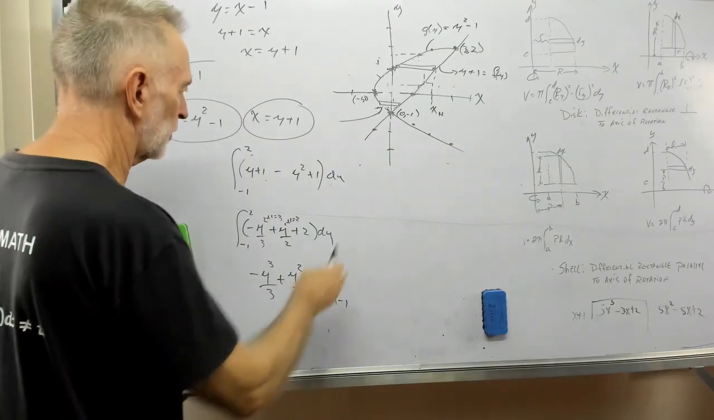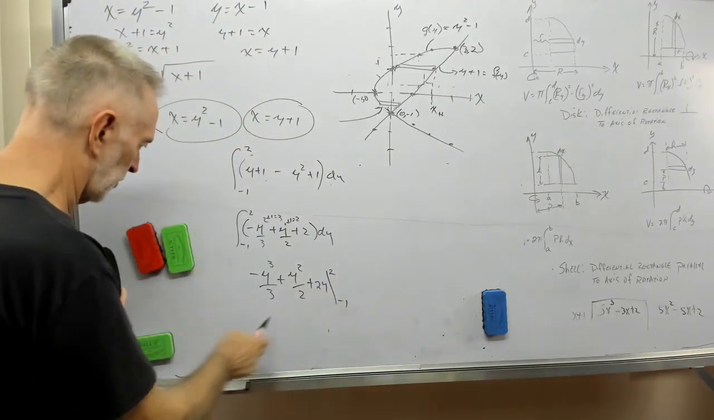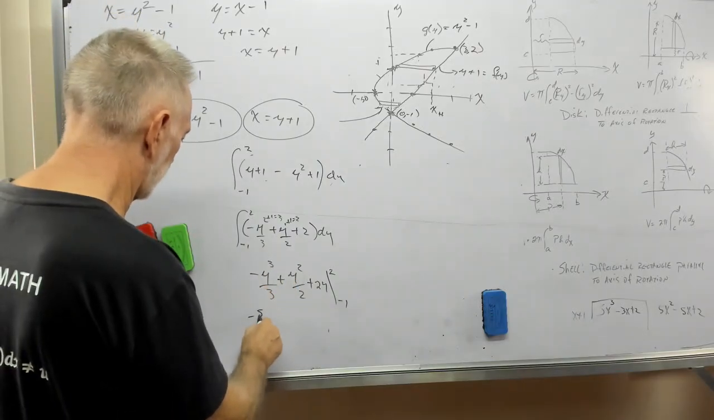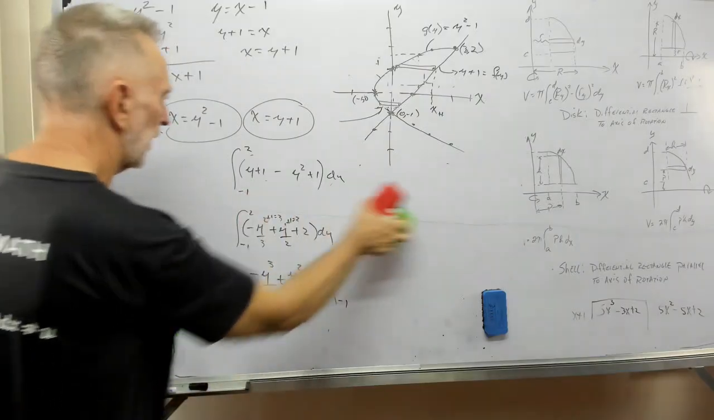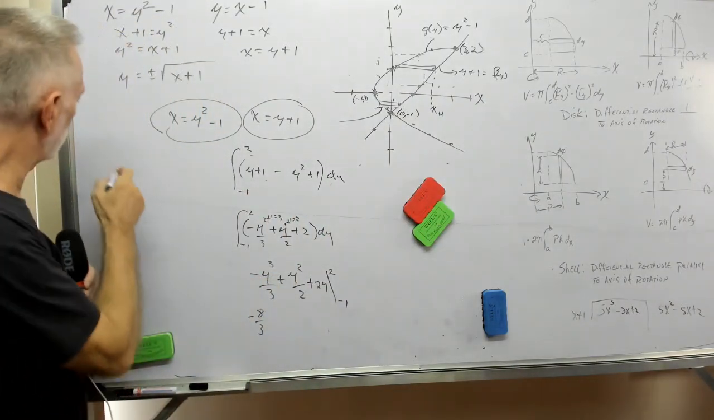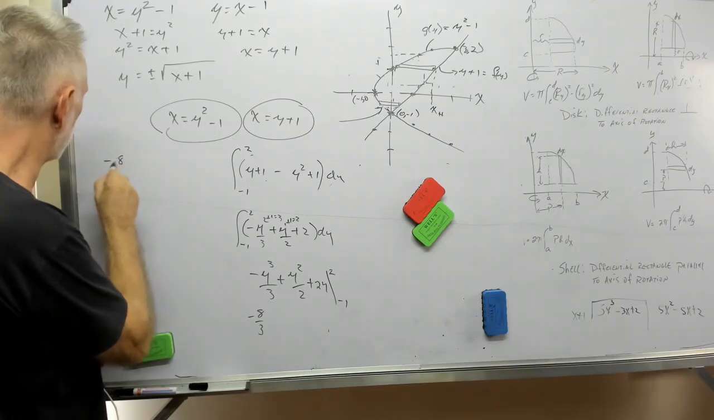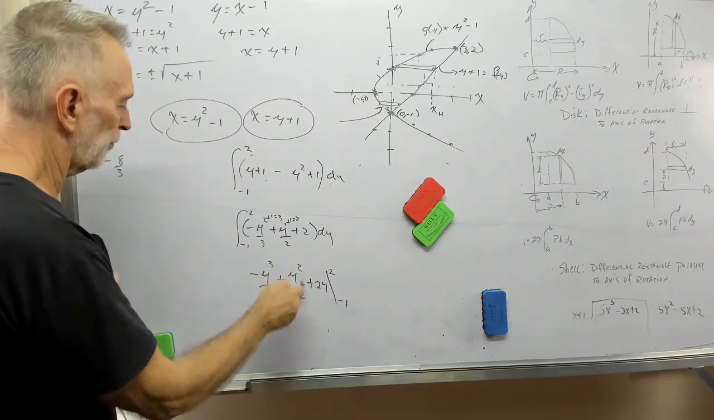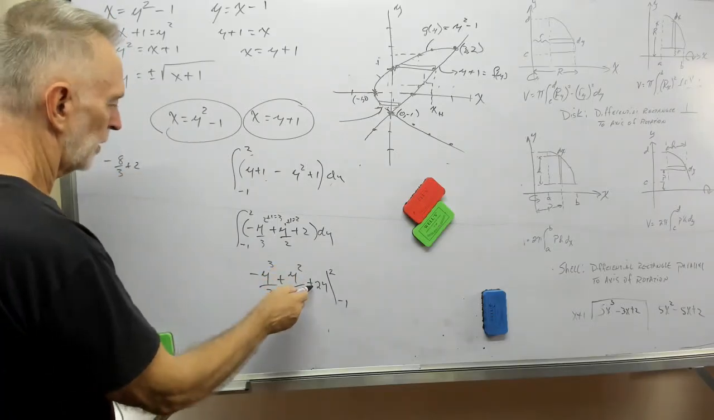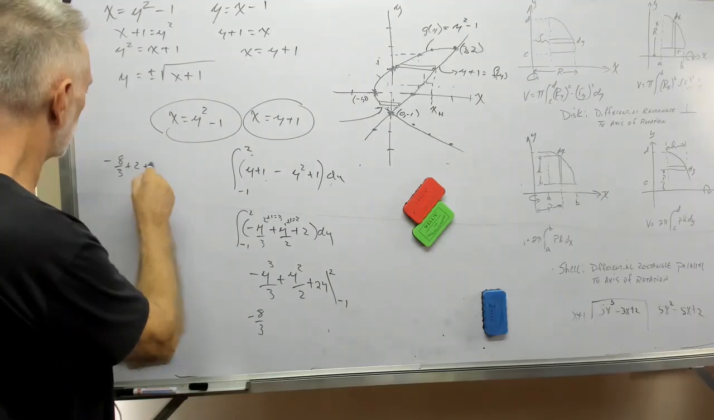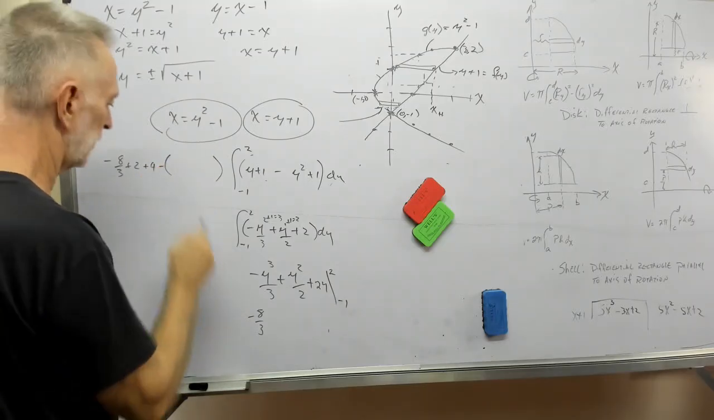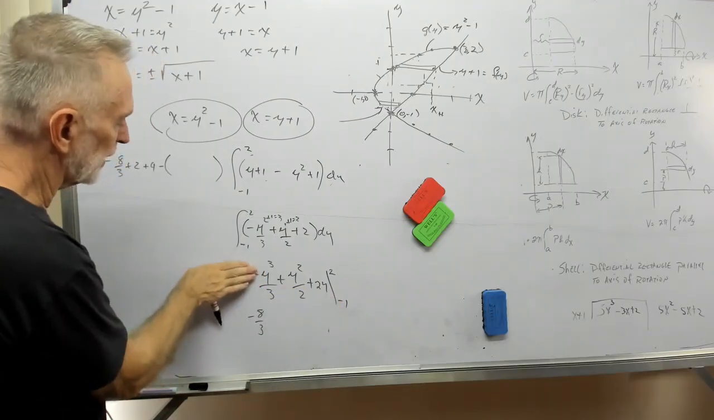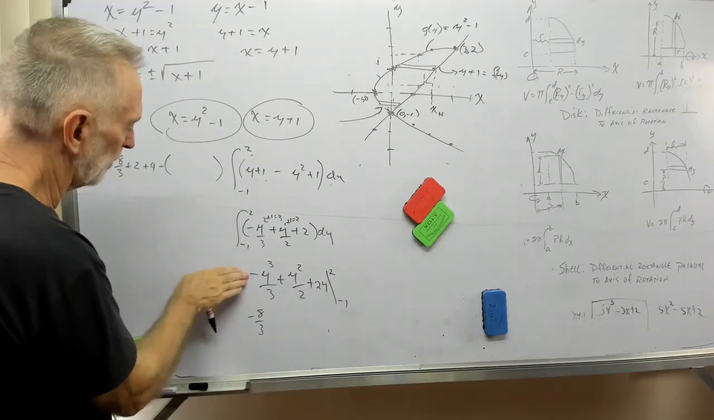Okay, we're going from -1 to 2. Let's put 2 cubed is 8, so -8 over 3, plus 2 squared is 4, 4 divided by 2 is 2, plus 2 times 2 is 4. Minus what? -1, I'm going to cover up this negative. -1 cubed is -1, and that makes it a positive.